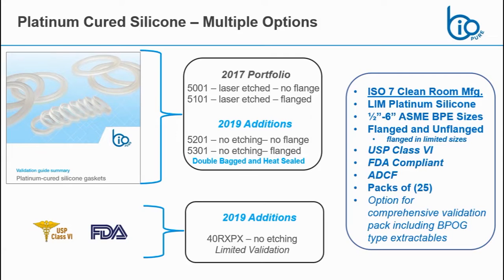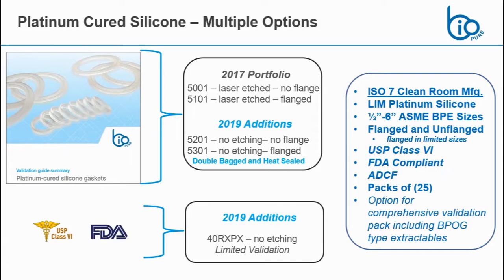Recall in 2017, in this top box, we had laser etched parts along with a comprehensive validation pack that included things like BPOG type extractables. The market feedback indicated that we overshot on some of these specifications. The customers weren't willing to pay for or didn't need the laser etched marking on the rim of the gasket and weren't ready to pay for BPOG type extractables.